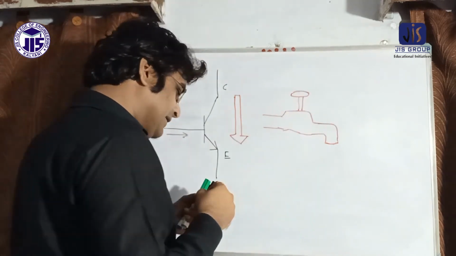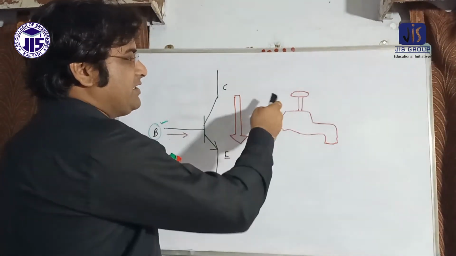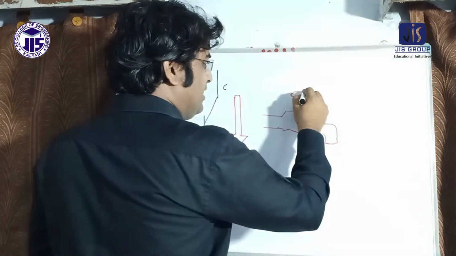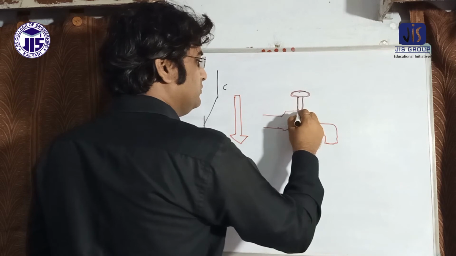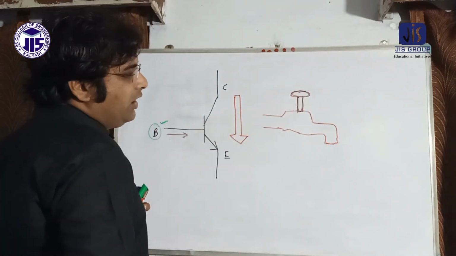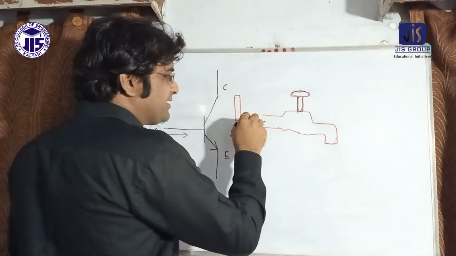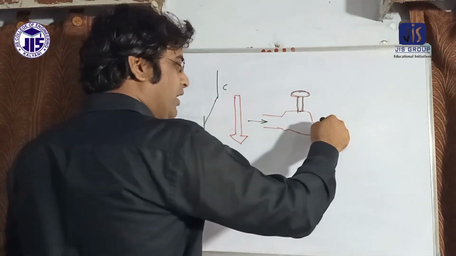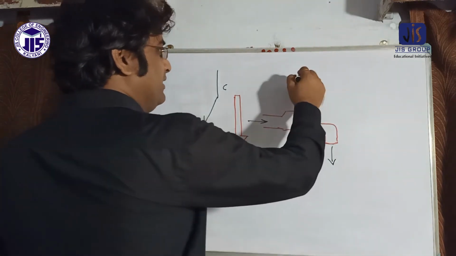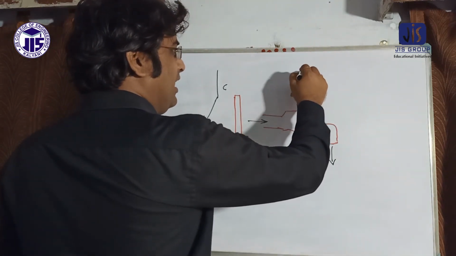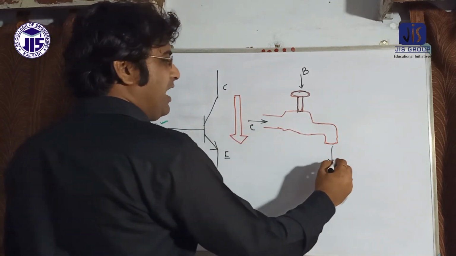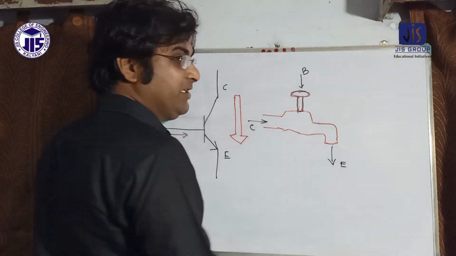I hope you can understand the diagram. Yes, this is the tap. The water is coming from this side and going out from this side. This is the base, this is the collector, and this is the emitter.